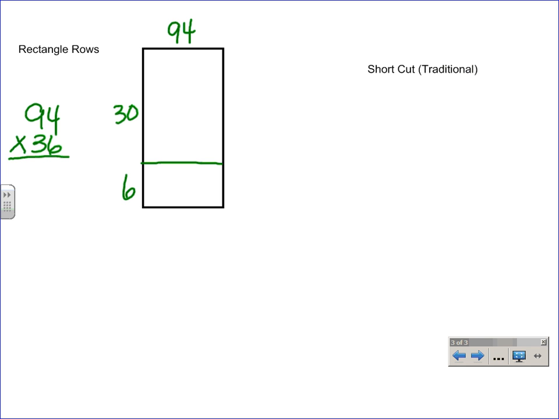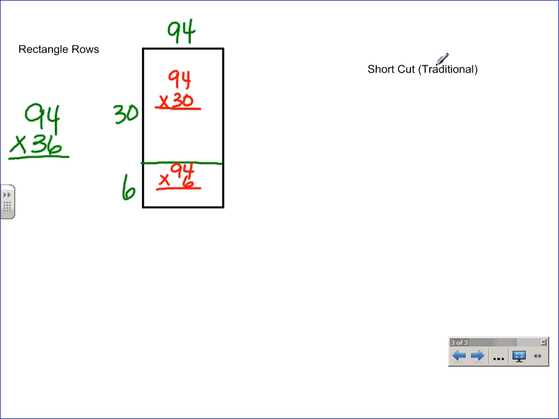And then what I will do from there is now I'm going to multiply this two-digit number, 94 times 30, and then underneath I'm going to take 94 times 6. So still focusing somewhat on place value, but now I'm kind of breaking it down so it's not as much work.